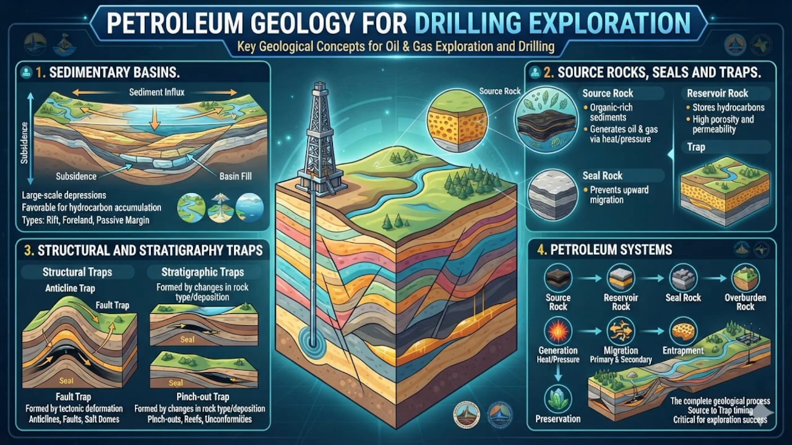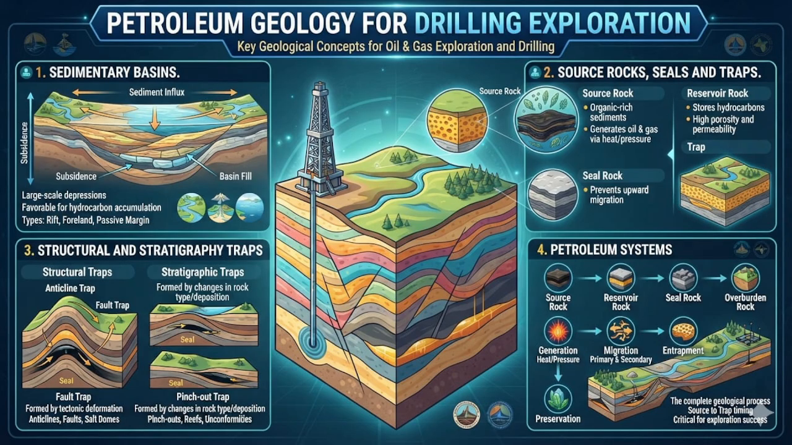One is the regional seal, and secondly is the local seal. The regional seal covers a large geographic area, and the local seal covers a specific reservoir or a trap. And now let's look at trap. A trap is a geological configuration that allows hydrocarbons to accumulate beneath a seal. Because oil and gas are less dense than water, they migrate upward until they reach a trap.